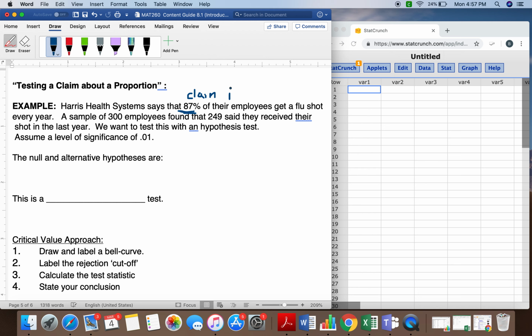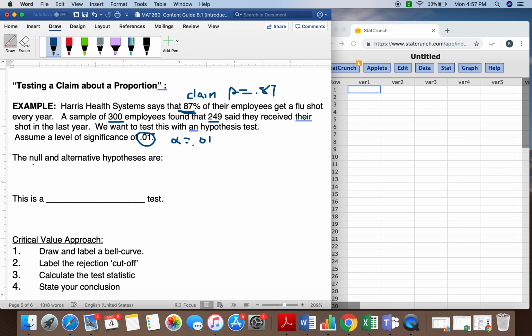87%. So remember we said that P equals 0.87. And the sample actually said that out of the 300, 249 received their flu shot. And we're testing at a level of significance of 0.01. So we usually call that alpha equals 0.01.